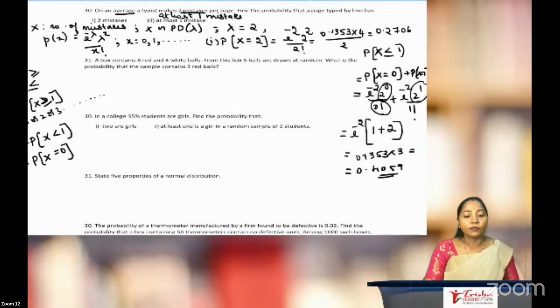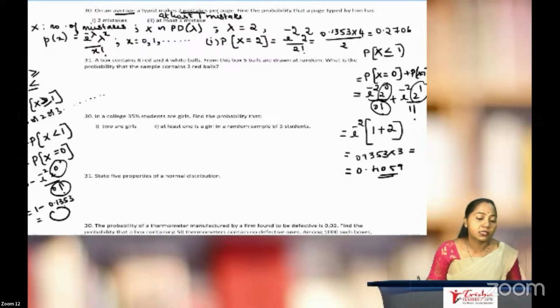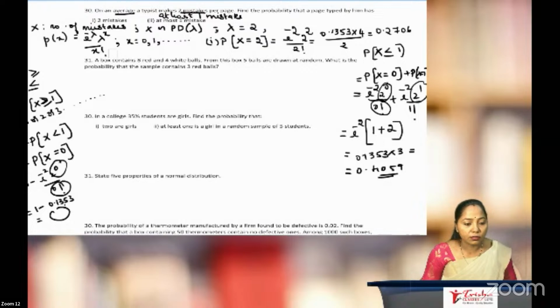If for the same data the question was to find at least one mistake, it will be 1 minus probability X less than 1, so the value taken by X will be 0. That will be 1 minus e power minus 2, 2 power 0 by 0 factorial. So that is 1 minus 0.1353. 2 to the power 0 is 1, 0 factorial is 1. So 1 minus 0.1353 will be the answer. Any doubt?